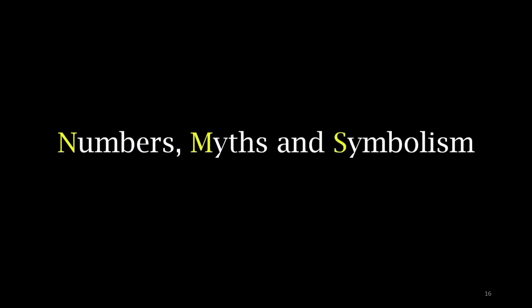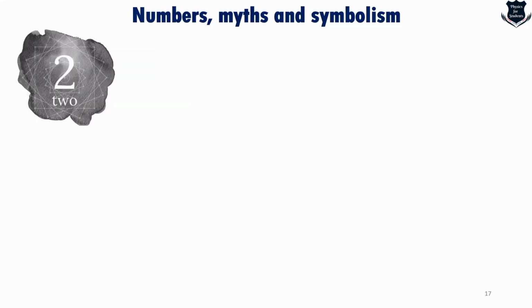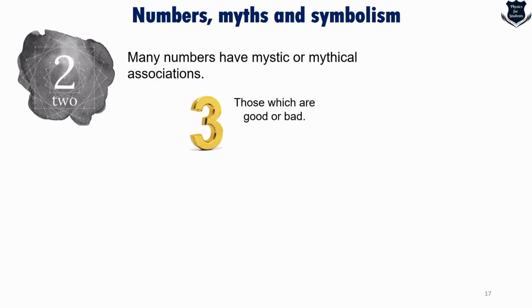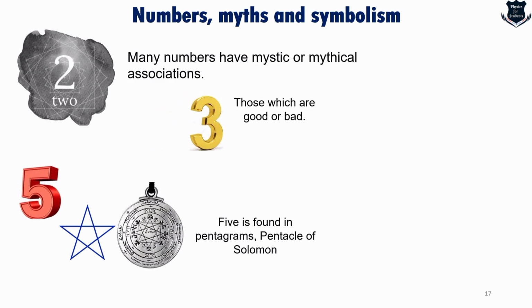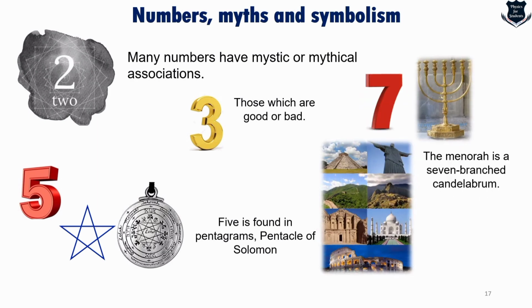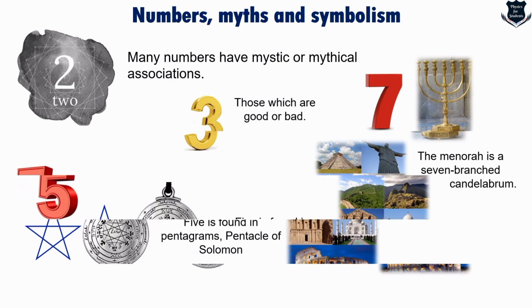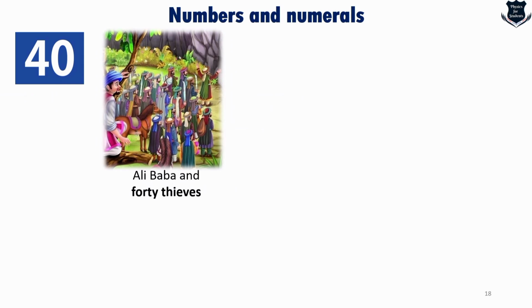Now we all know that numbers are interestingly also related to myths and symbols, and a lot of symbolism comes across. So many numbers have mystic or mythical association. All things, for example, whether good or bad, are connected with the number 3. 5 is found particularly in the pentagram of mystics and soothsayers, and in the pentacle of Solomon. The 7 arms of the Hebrew candelabrum and the 7 wonders of the world, although they are not always the same. And then we have what we call the proverbial number 40.